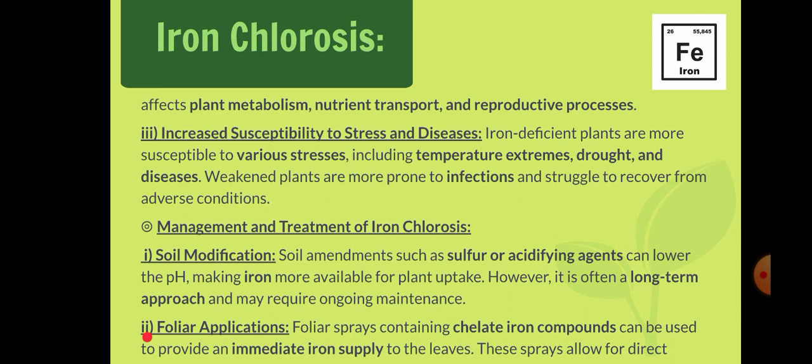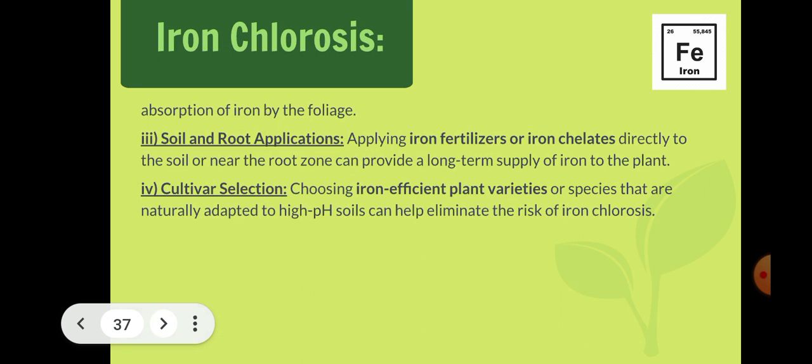The second one is foliar applications. Foliar sprays, which contain chelated iron compounds, can be used to provide an immediate iron supply to the leaves. These sprays allow for direct absorption of iron by the foliage. The third one is soil and root applications. Applying iron fertilizers or iron chelates directly to the soil or near the root areas can provide a long-term supply of iron to the plant.